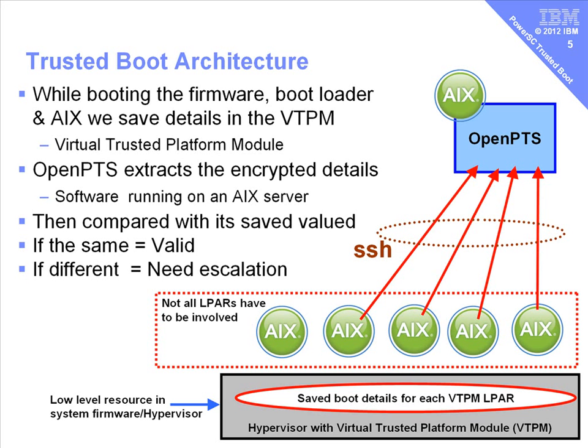Then it says, okay, now I'm going to boot off this first disk. Let's go and encrypt the loader information. Then we'll encrypt the boot image information. Then we'll encrypt the copy of AIX that it's going to boot up. And as it goes through each of these processes, it collects some data, maybe a checksum or something like that, and encrypts it and puts it into the VTPM. And eventually we start up AIX.